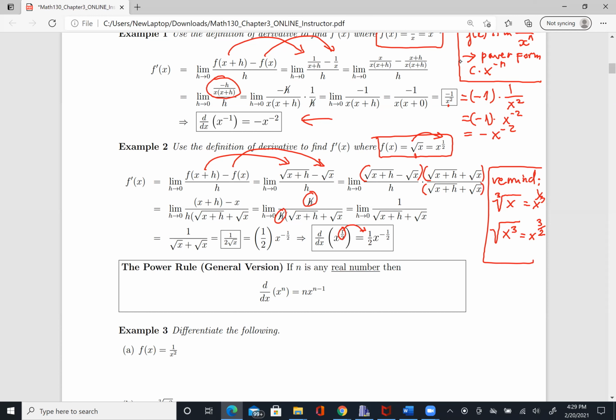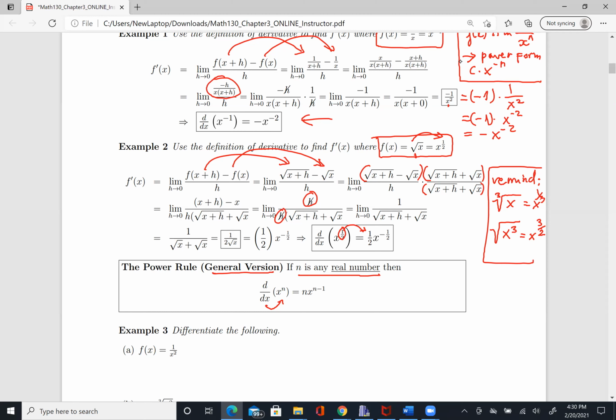And now we're going to have a general version, which says that the derivative of x power n will be equal to n times x power n minus 1 for any n a real number. Okay. So now let's try to do example number 3.